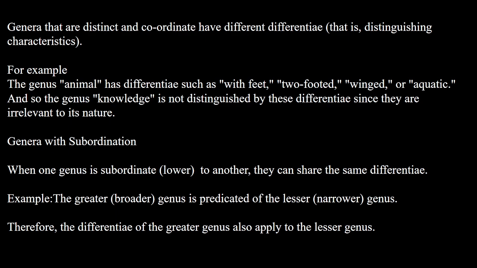And so genera with subordination, which is just when one genus is subordinate, which just means lower, by the way, in position or rank to another, they can share the same differentiae. For example, the greater, which is broader, genus is predicated of the lesser, narrower genus. And so therefore the differentiae of the greater genus also apply to the lesser genus.